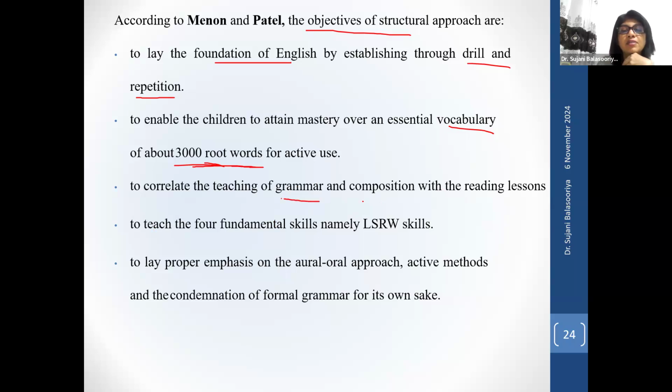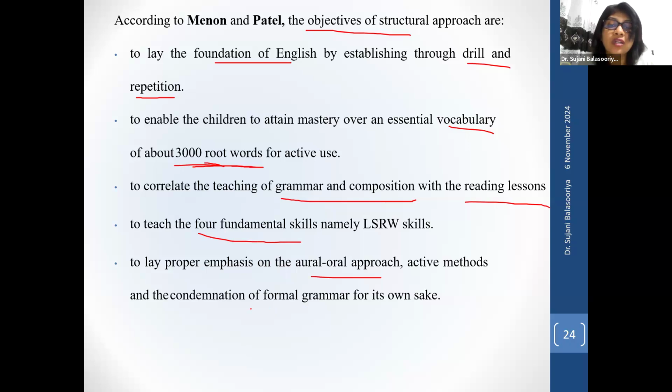And to correlate the teaching of grammar and composition with the reading lessons. Grammar, composition is related to writing, and they are combined with reading lessons. To teach the 4 fundamental skills, LSRW, another objective, right? And to lay proper emphasis on the oral approach, active methods, and the condemnation of formal grammar for its own sake, right? Using formal grammar only for the sake of learning grammar, that approach is demotivated, condemned in structural approach.